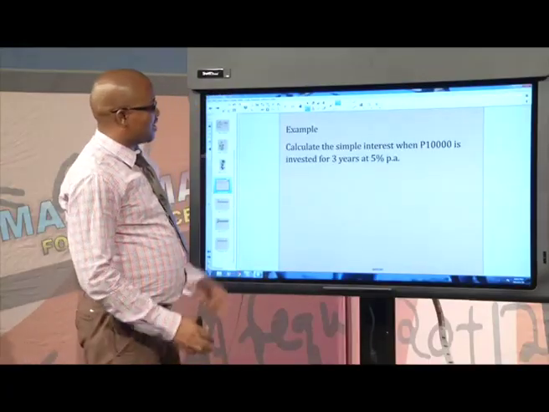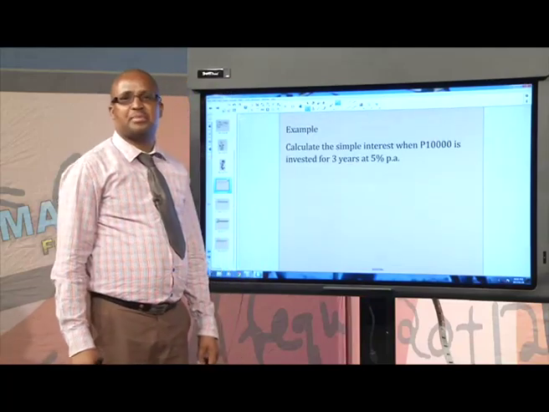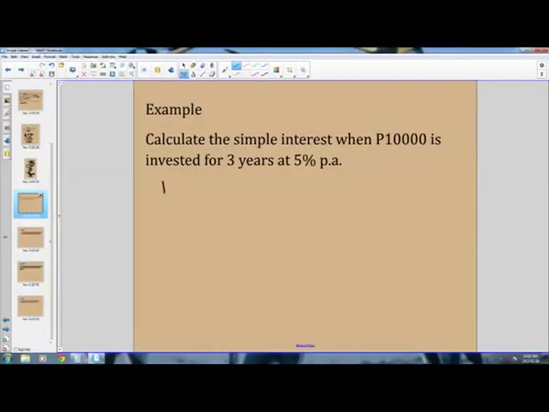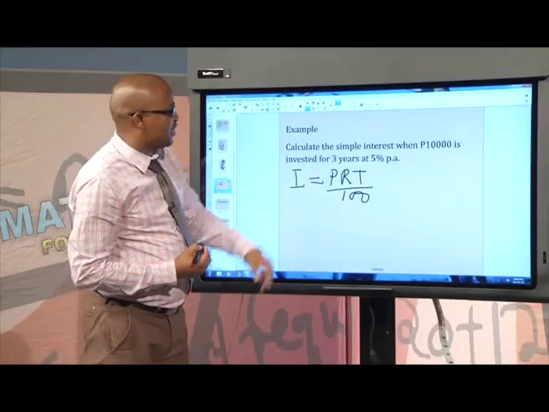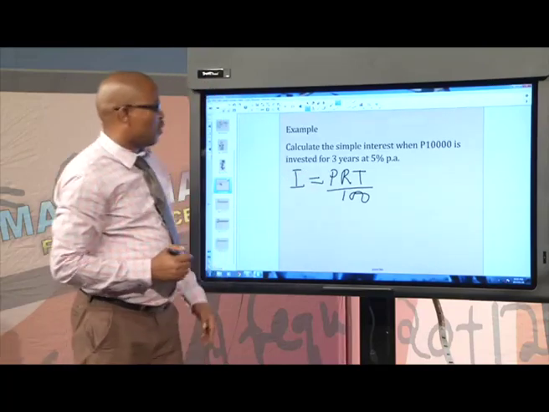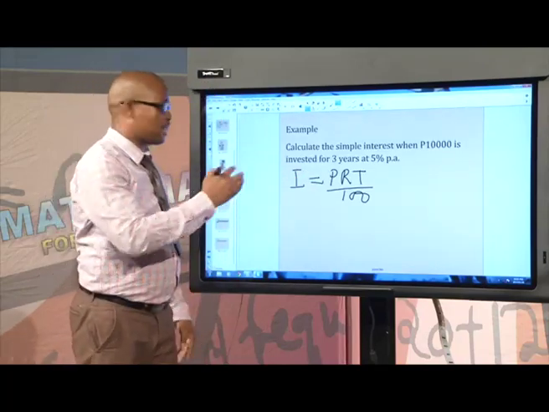We can still work other examples involving the simple interest formula. Remember, the formula says I equals PRT divided by 100. This is the formula for the simple interest. The example says calculate the simple interest when 10,000 pula is invested for 3 years at 5% per annum. Learners, you should identify what your principal is, what your rate of interest is, what the time is. Then that's when you can start substituting.